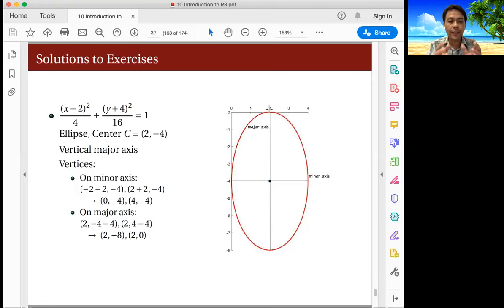So what we add is you just get the square roots of your denominators. So I repeat, on the minor axis, the square root of 4, you get -2 and +2. You add it to the center. And for the y, the square root of 16 is 4, and then you have the negative also. You add that also to the center y coordinate.